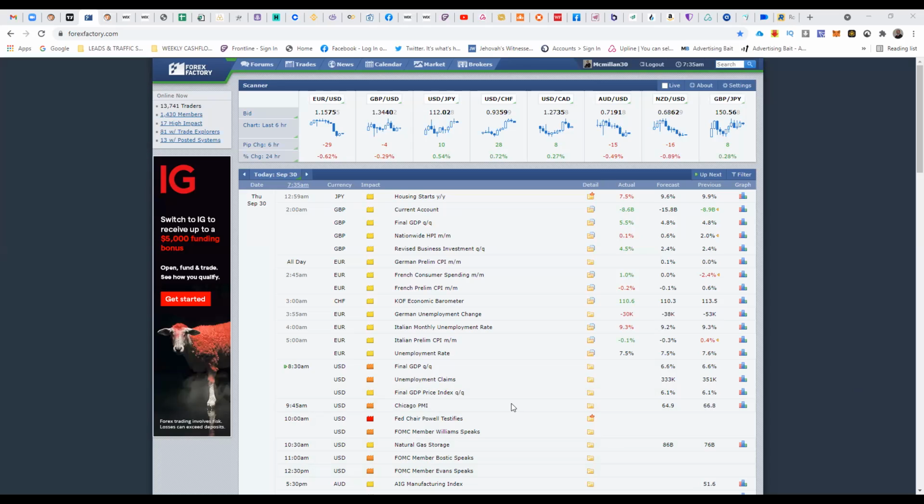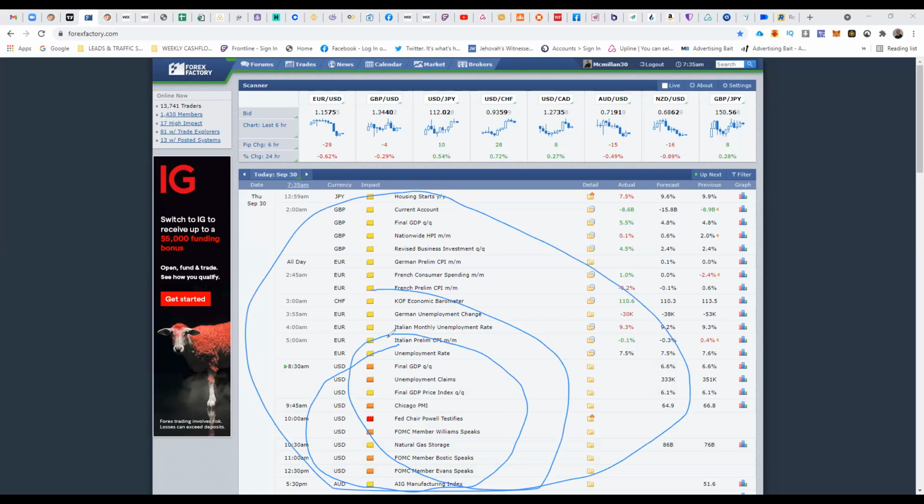It is September 30th, 2021, and we're in the New York session, so let's check the news. As we can see, the only currency that's going to be under some major news is the USD. Of course, we're going to leave that alone.